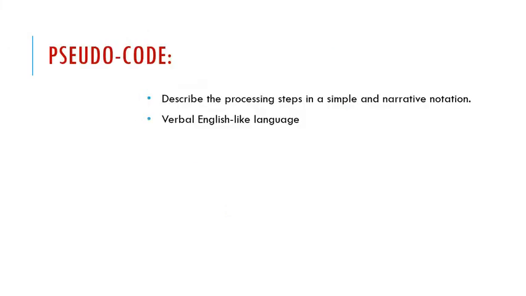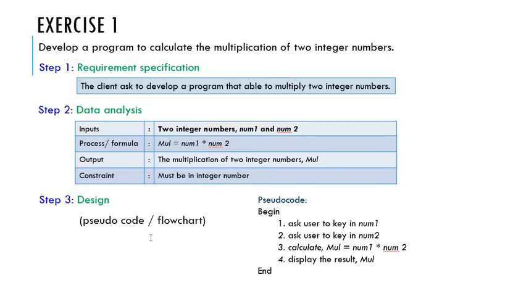We go to the first algorithm design, which is pseudocode. Pseudocode describes the processing steps in a simple and narrative notation. For example, this one is the example for exercise 1. Pseudocode must begin with the word begin or start, and end with the word end.